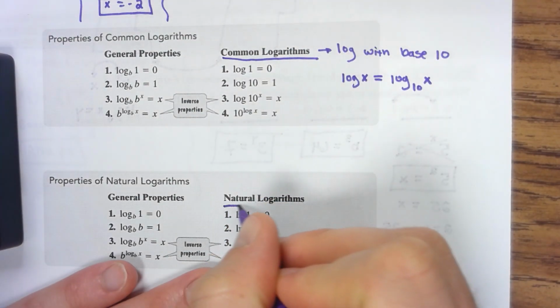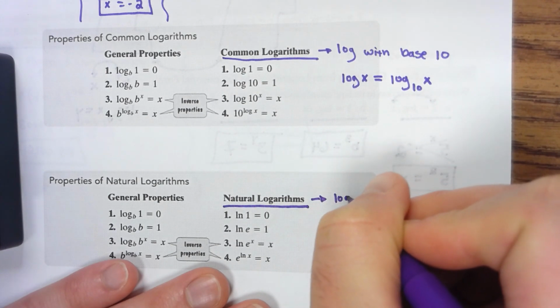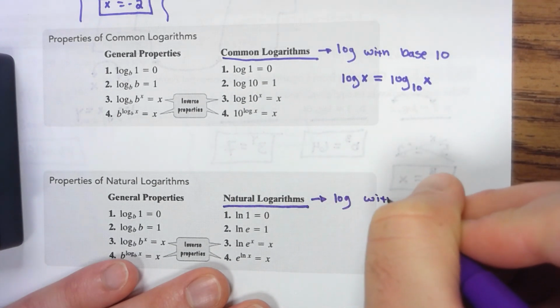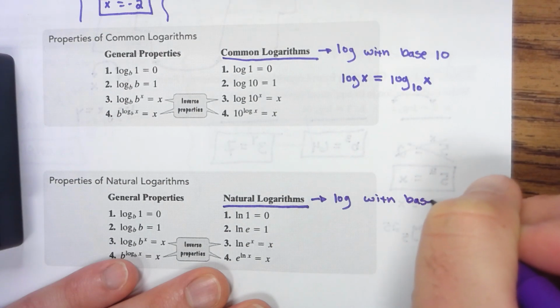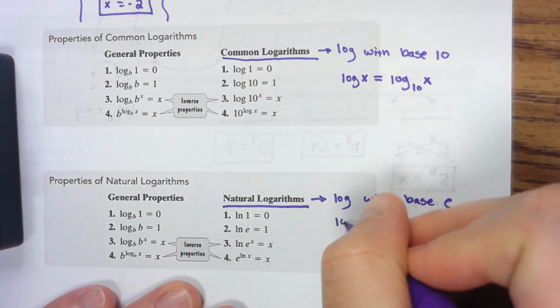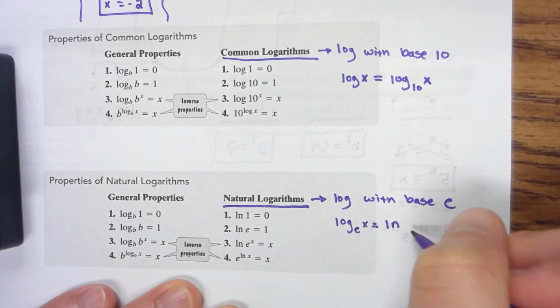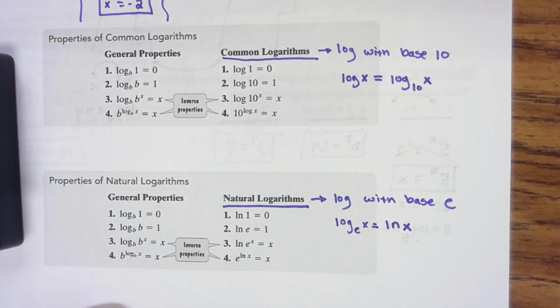So if there's no base, it is assumed to be base 10. And then below, this is the natural log. I kind of talked about this. This is a log with base e. And so if we ever see log base e of x, you're mostly going to see that rewritten as just ln, which stands for the natural log of x.